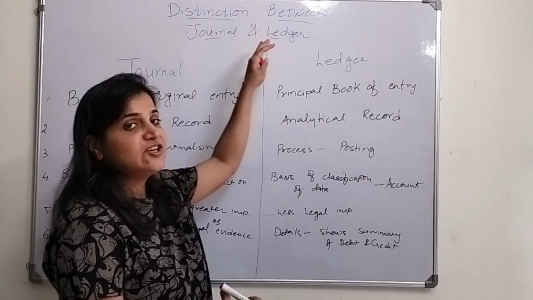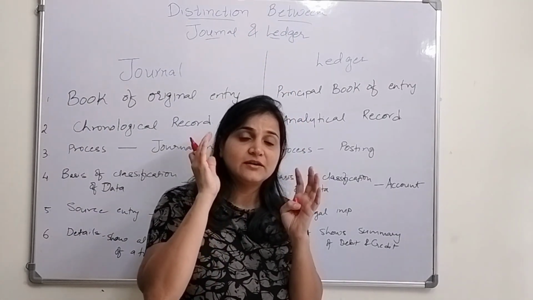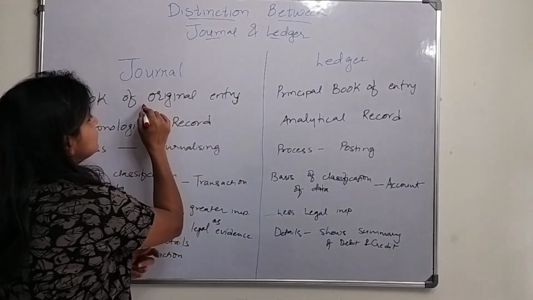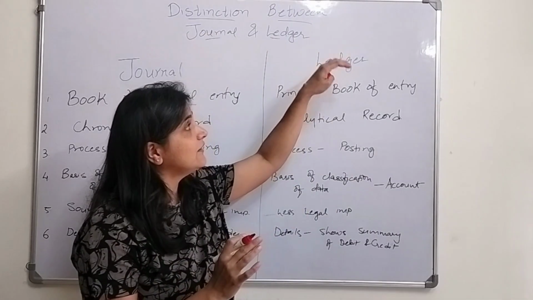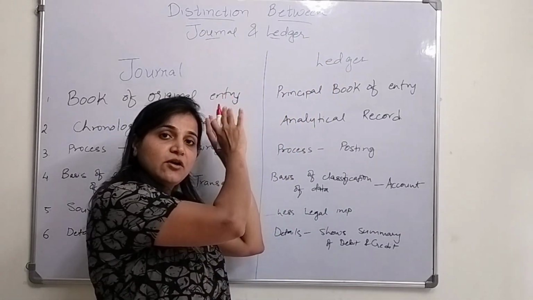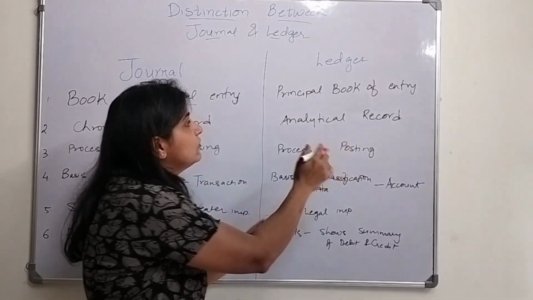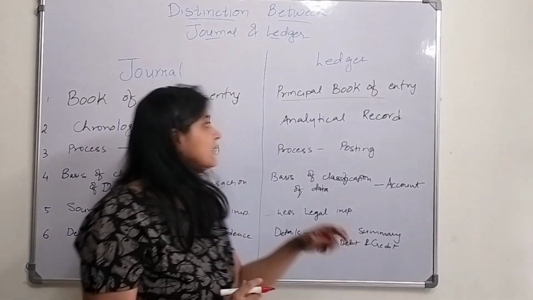When I say journal, it is the book wherein we record the transaction for the very first time. That is why it is known as the book of original entry. In the ledger, after recording the transaction in the journal, we record it again. So it is considered the principal book of entry.